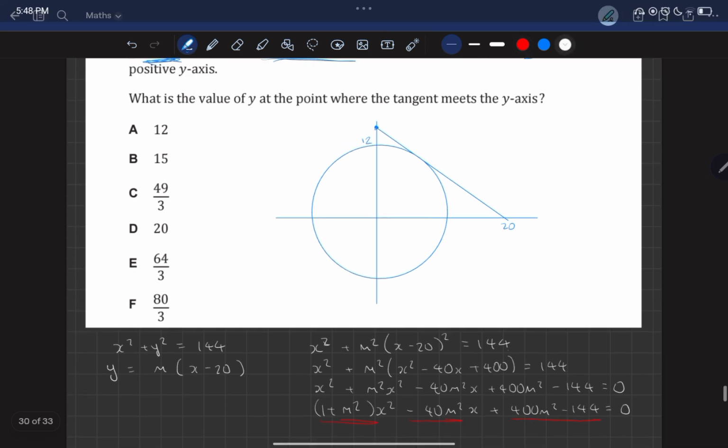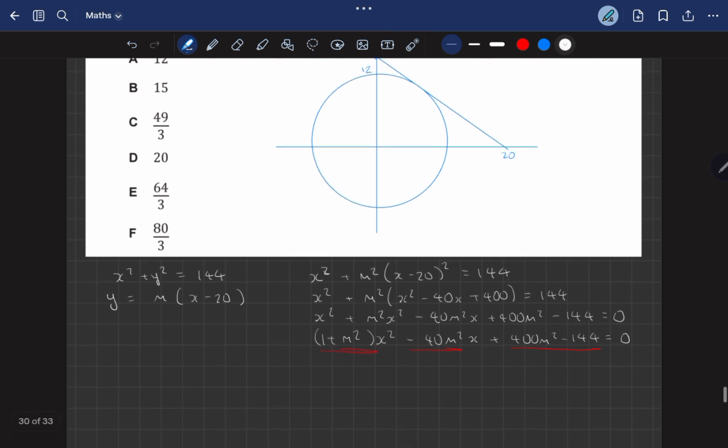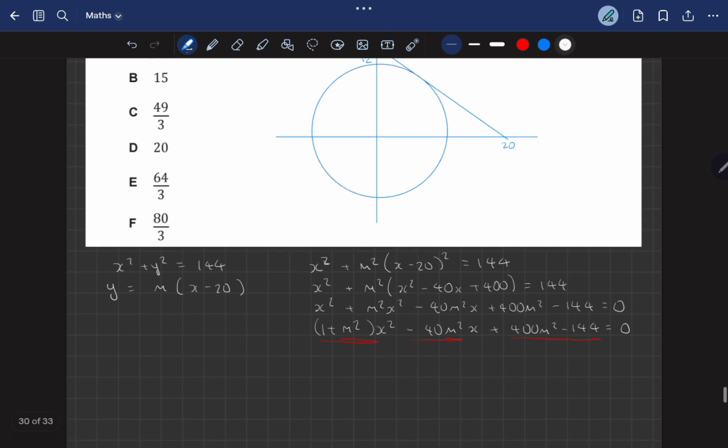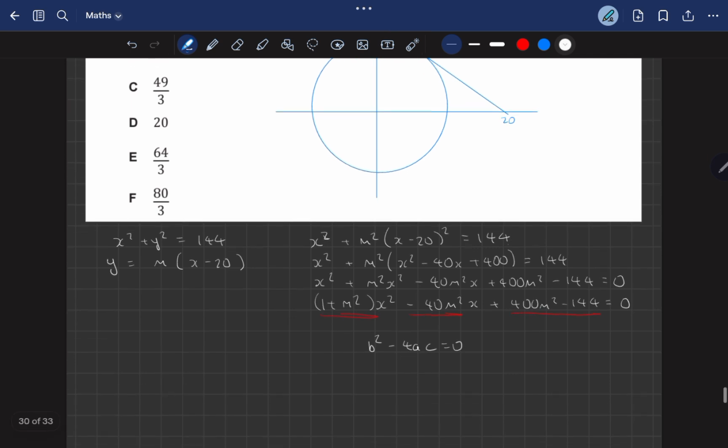And we know that there should only be one solution, right? Because the point where the tangent and the line meet is only one, because it's a tangent. And when we have a quadratic equation, how do we check if there's only one solution? We take the discriminant and make sure the discriminant is equal to 0. So the discriminant is b squared minus 4ac, which should equal 0. So let's substitute these values in.